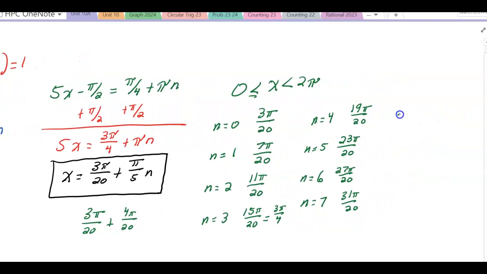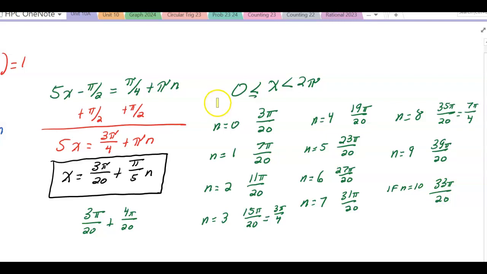If n is equal to 8, you add another 4 pi over 20, that's 35 pi over 20. You could divide by 5, so that's 7 pi over 4. If n is equal to 9, you're going to get 39 pi over 20. And at this point, those are all the answers between 0 and 2 pi. If n was equal to 10, and you add another 4 pi over 20, you're going to get 43 pi over 20, which is coterminal to the original angle 3 pi over 20.